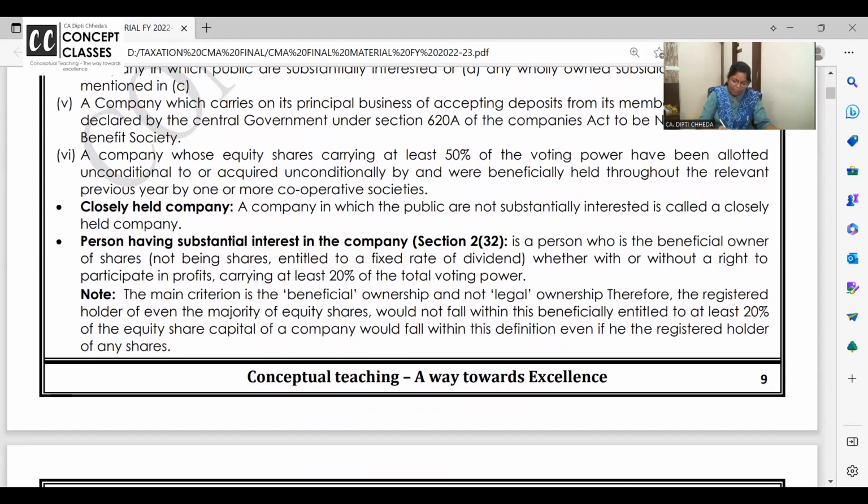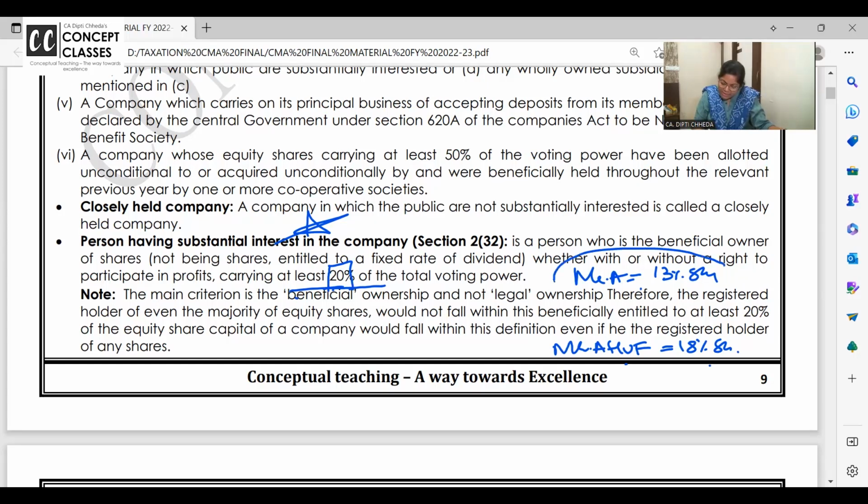This is one of the very important definitions we use in so many chapters. A person is said to have substantial interest if he owns more than 20% shares or more than 20% voting power. And they say beneficial. So Mr. A is owning 13% shares in a company. And Mr. A is married and he's the Karta of an HUF, which is owning 18% shares. Is Mr. A a substantial holder? No. Is Mr. A's HUF a substantial holder? No, it is less than 20%.